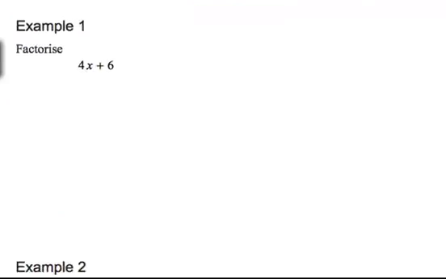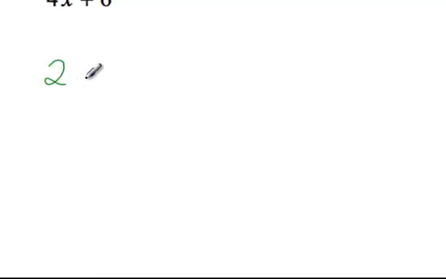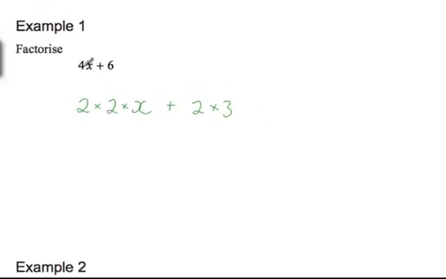Example 1. We want to factorize 4x plus 6. If we rewrite this as different multiples of 4x and 6, then we should be able to find what we can group or what we can factor out of the equation. So I'm going to rewrite 4x as 2 times 2 times x. Try to make it a fancy x to make it a little bit different than the multiplied sign. And then plus 6 I'm going to rewrite as 2 times 3. So these are the factors for 4, 2 times 2. These are the factors for 6, 2 times 3.